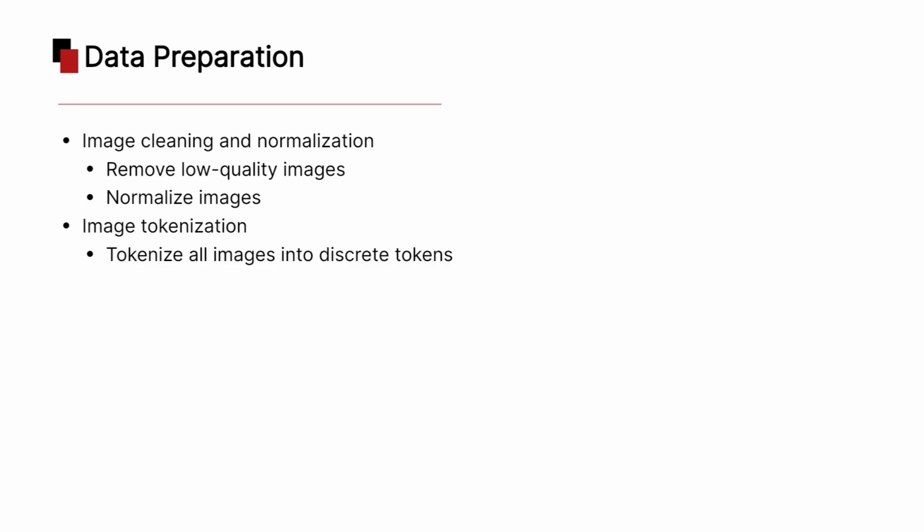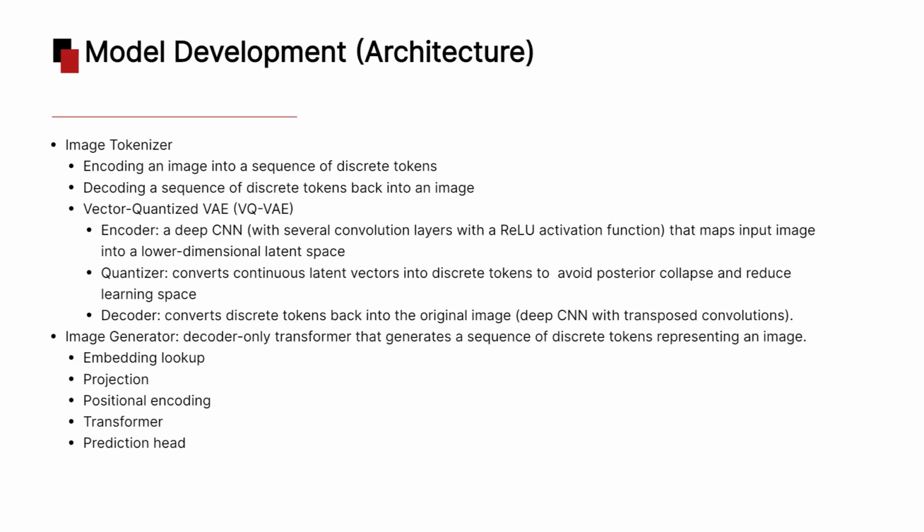By the end of this stage, we have a clean, normalized, and fully tokenized data set, essentially a high-quality vocabulary of visual elements, ready for feeding into the image generation model. Our system follows a two-stage architecture: an image tokenizer for converting high-resolution images into discrete, learnable units, and an image generator that learns to produce these units autoregressively.